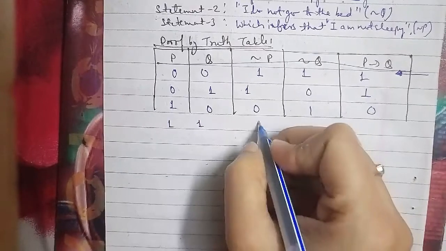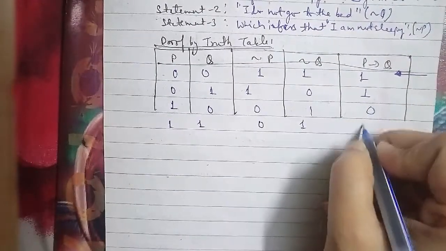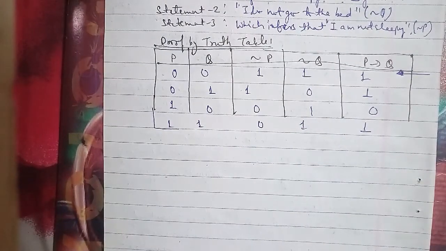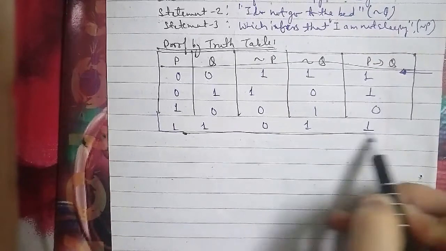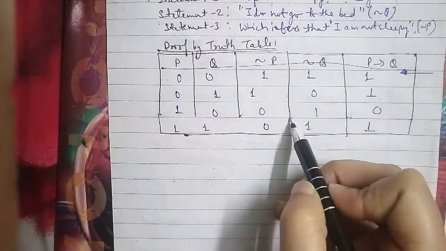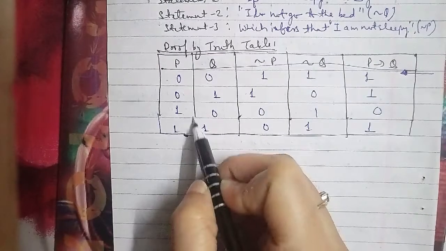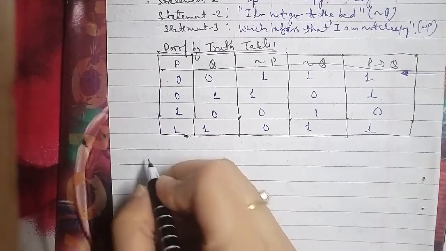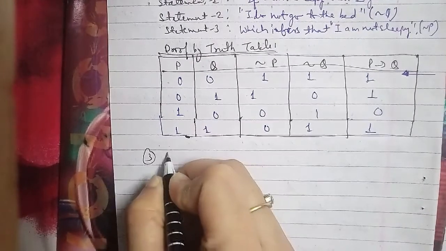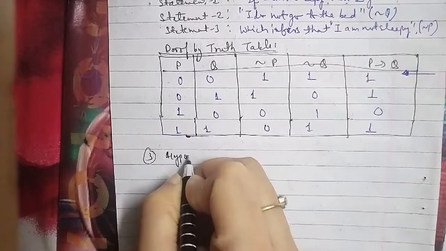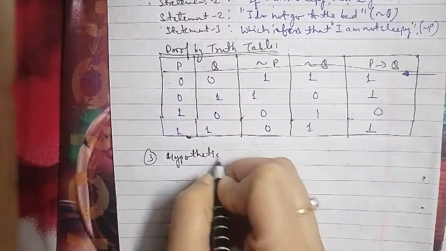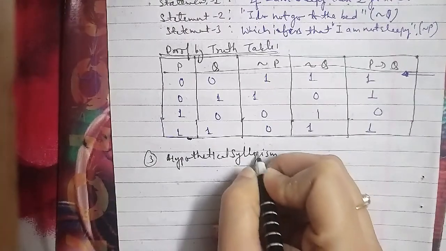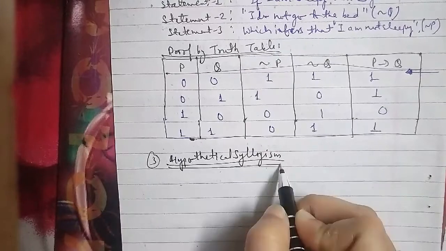Let's go ahead with another one, that is hypothetical syllogism. The hypothetical syllogism rule states that if P tends to Q is true and Q tends to R is also true, then P tends to R is true. So let's go ahead with the statements, and we have to make a truth table as well.